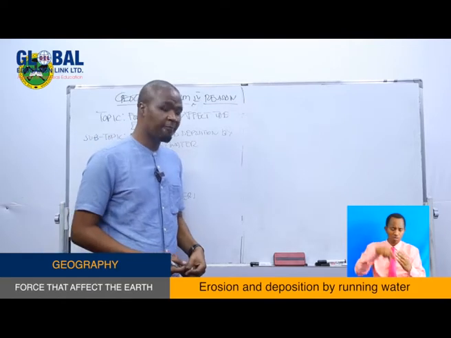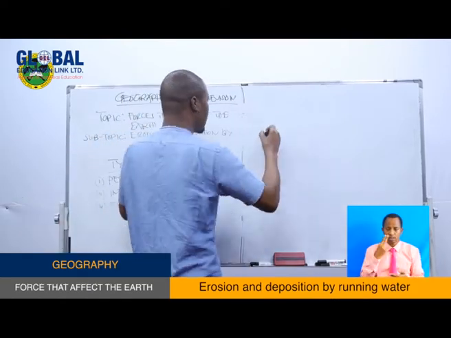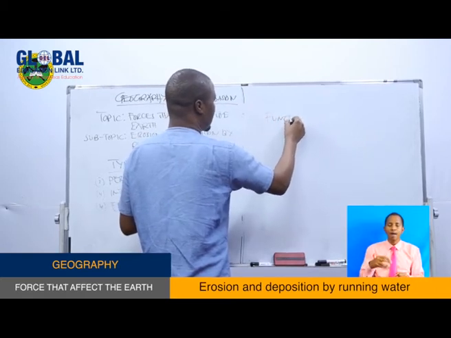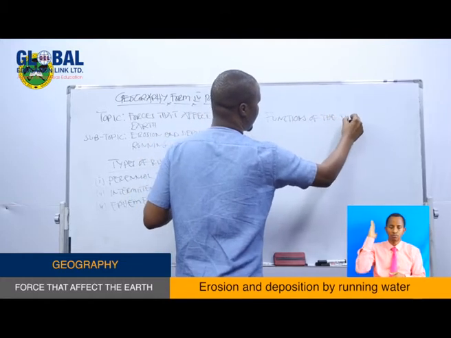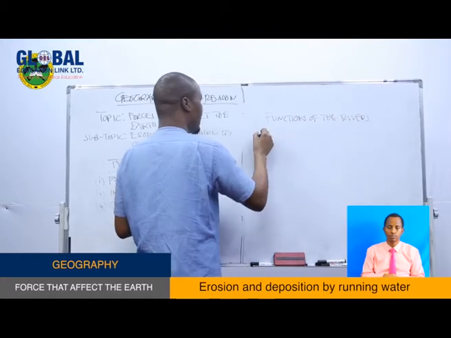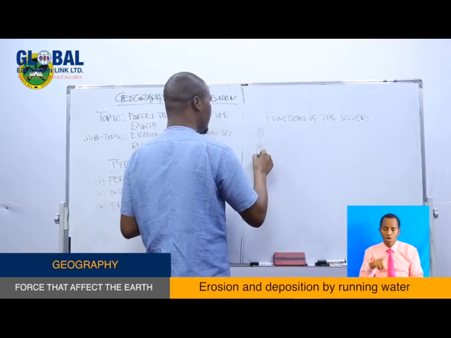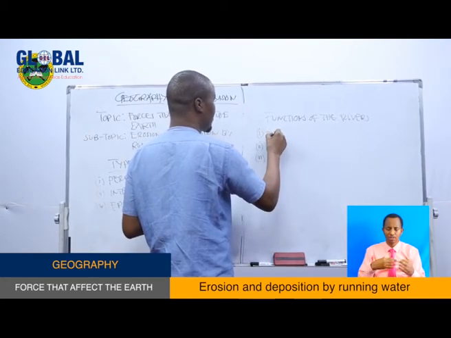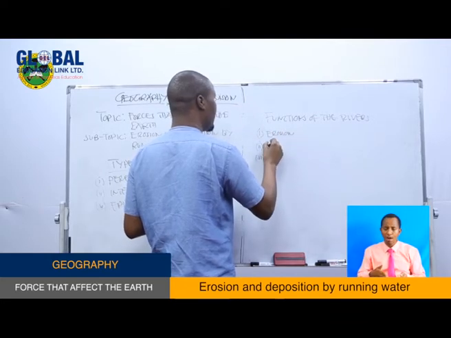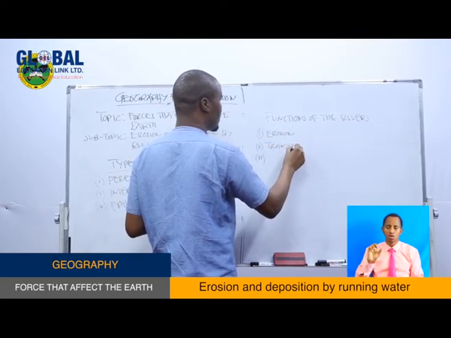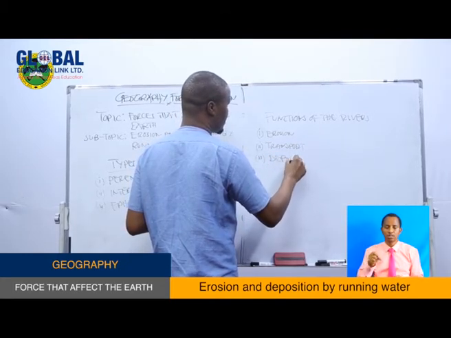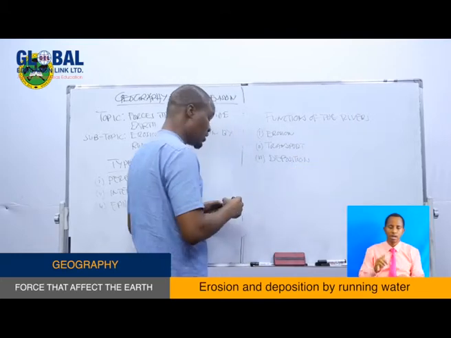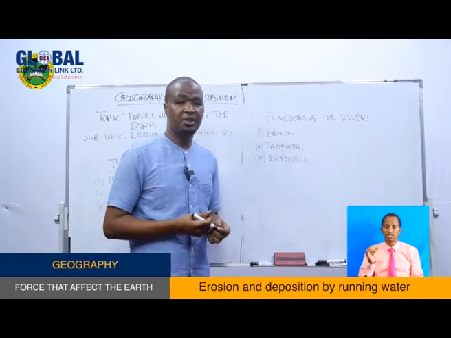So let's see the functions of the river. We have the main three functions of the river. We have the river erosion, the river transport, as well as the river deposition. These are the main three functions played by the river as it flows from one point to another, normally from the source to the mouth.